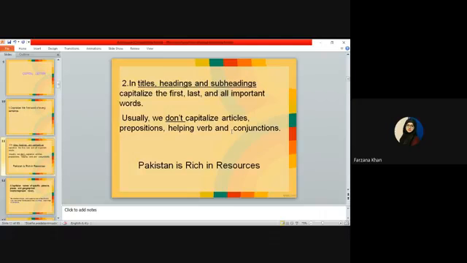Let me explain with an example. For instance, this is the heading of your essay, or this can be the topic, the subheading, or the title of an assignment. Right here you can see, Pakistan is rich in resources. If you're taking it as a heading, title, or subheading, then first of all there is Pakistan, which is a noun, an important word. At the same time, this is also the first word of the statement. That's why you need to capitalize the first letter P.